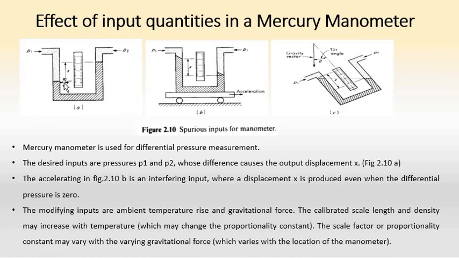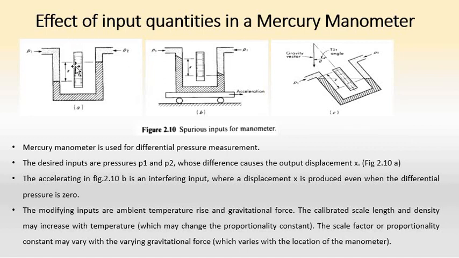Inside this mercury manometer we will have two levels of mercury, and depending upon the pressure inputs P1 and P2, the levels of mercury will vary. Depending upon the variation in the levels, the calibration scale will measure the pressure difference. The calibration scale measurement is X, which is proportional to P1 minus P2. In the ideal case, what will be the value on this calibration scale when the pressure difference is 0? When the pressure difference is 0, X should be 0.